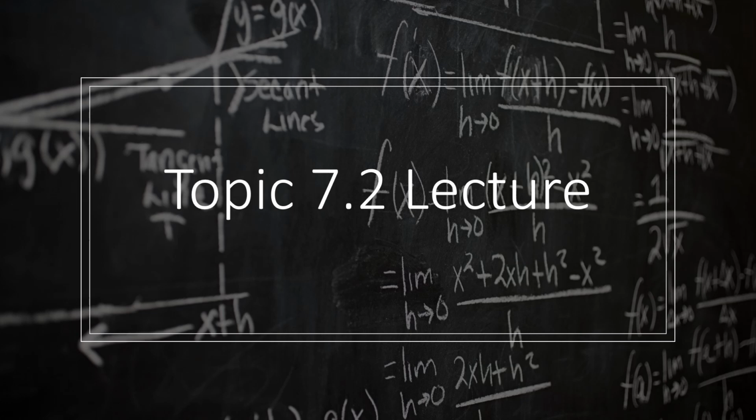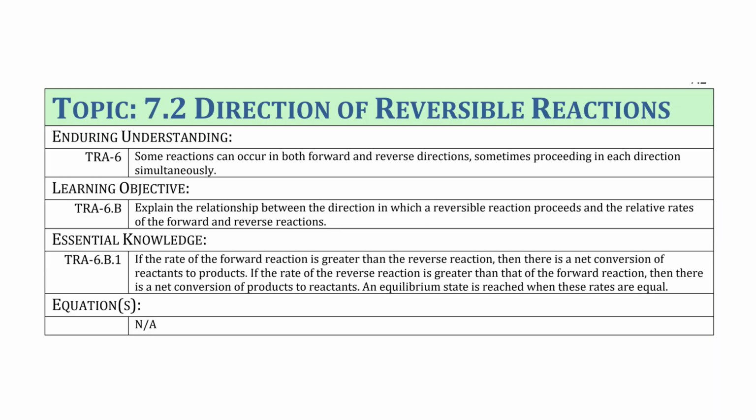This is topic 7.2, direction of reversible reactions. So the objective today is to be able to explain the relationship between the direction in which a reversible reaction proceeds and the relative rates of the forward and reverse reactions.